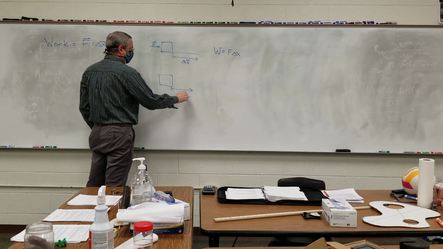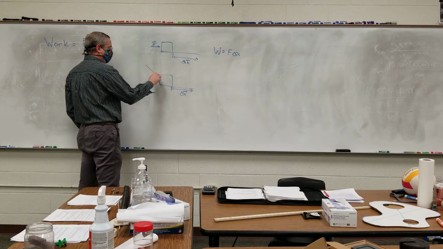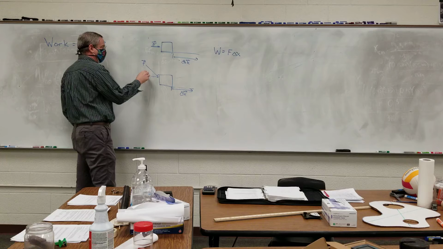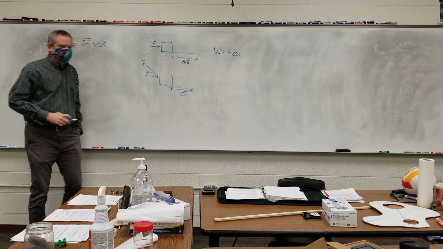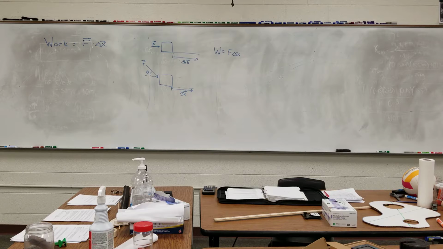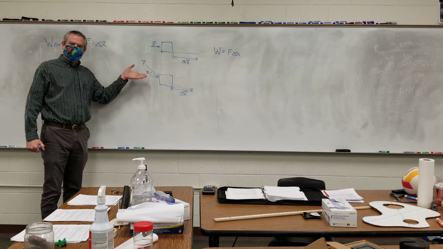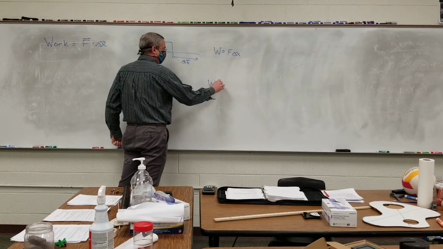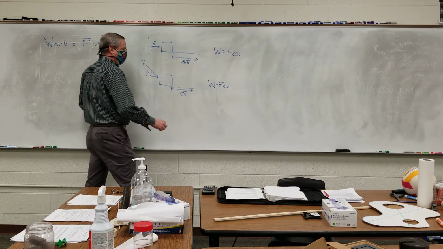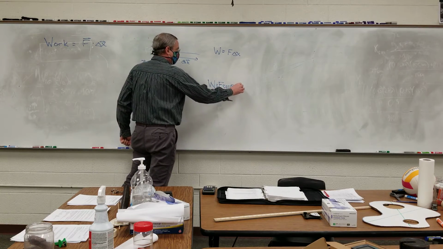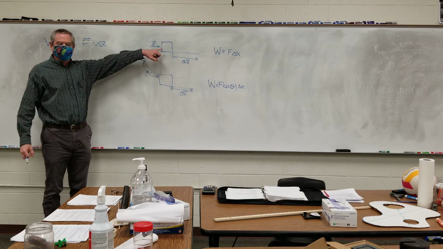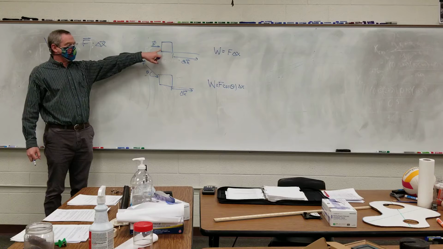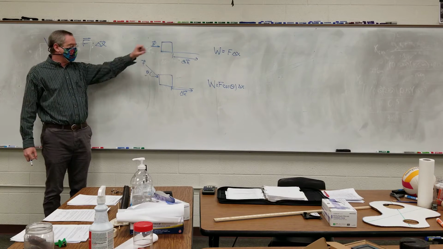Again, the box is going to be moving some displacement in that direction, but the force I'm applying is at an angle, some angle theta. Then it's only the part of the force in the direction of motion that matters here. So the work is going to be the force times the cosine of theta times the displacement. The same is true here. It's still F cosine theta times the displacement, but theta in this case is 0, and cosine of 0 is 1.